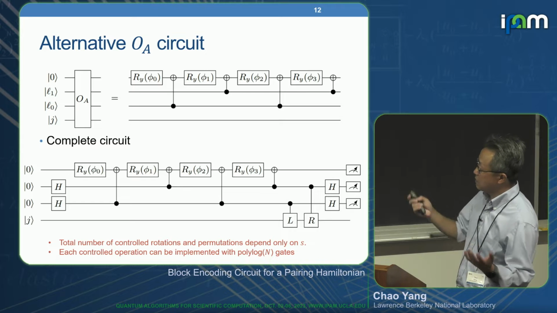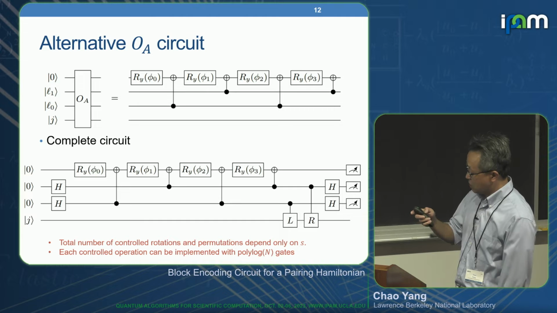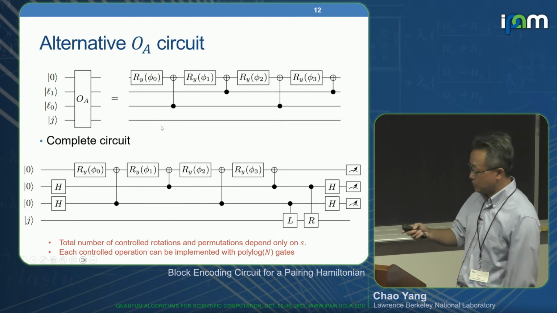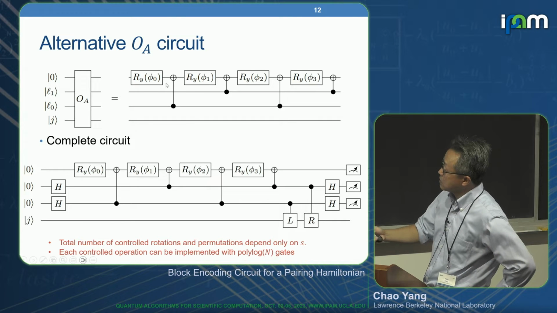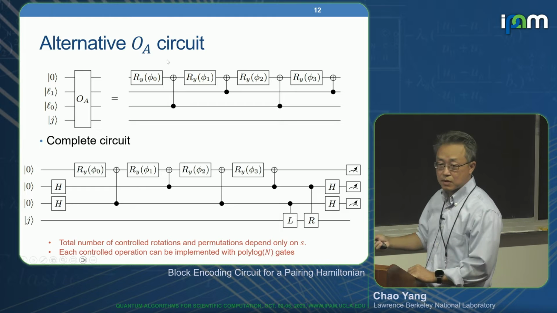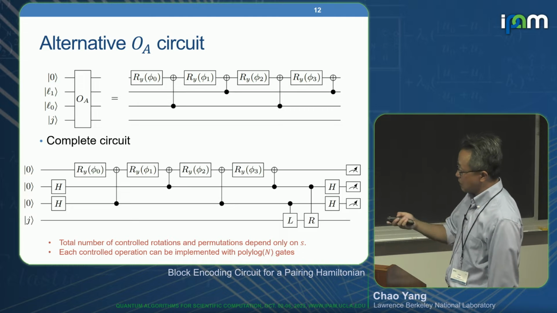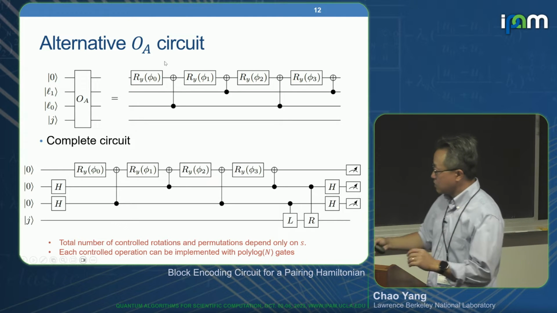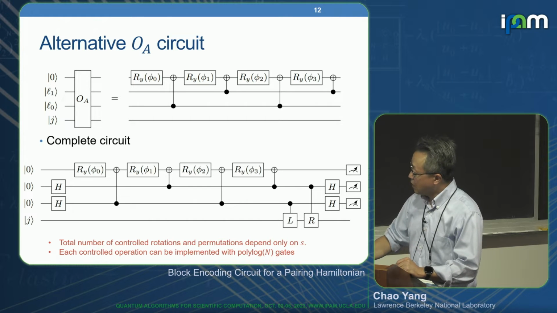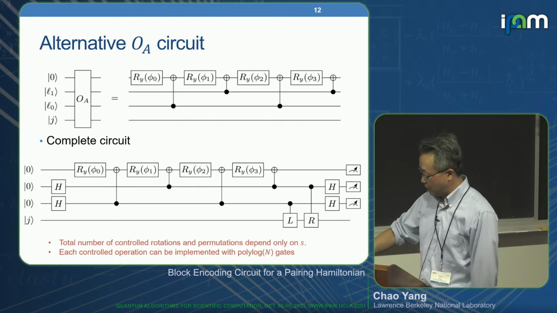Okay, so you can also, the OA circuit is not unique. You can play some tricks, in this case, to take out the multi-qubit control and turn the OA circuit into just a single qubit rotation plus some C naughts. Then you can write down the complete circuit that looks like this. The number of control rotations depends only on the number of non-zeros per column, and the total number of control operations can be implemented in polylog N gates.